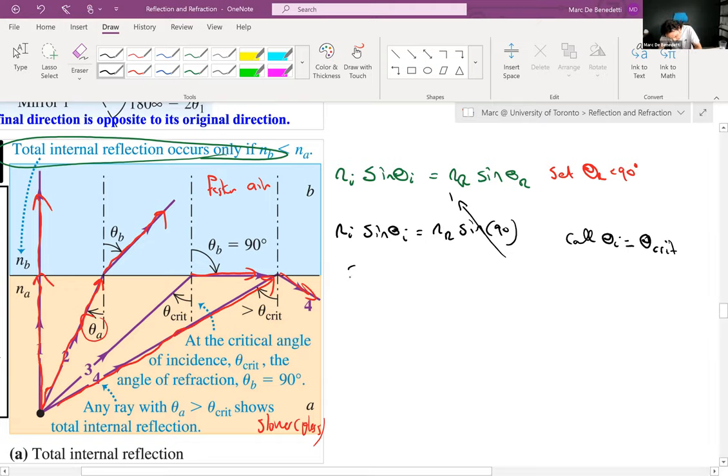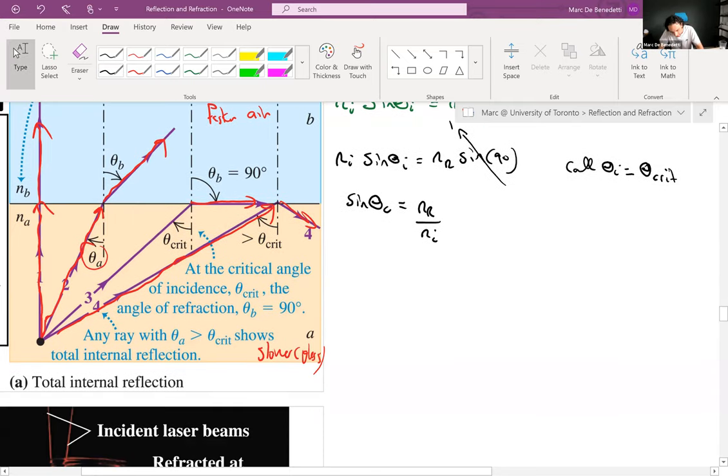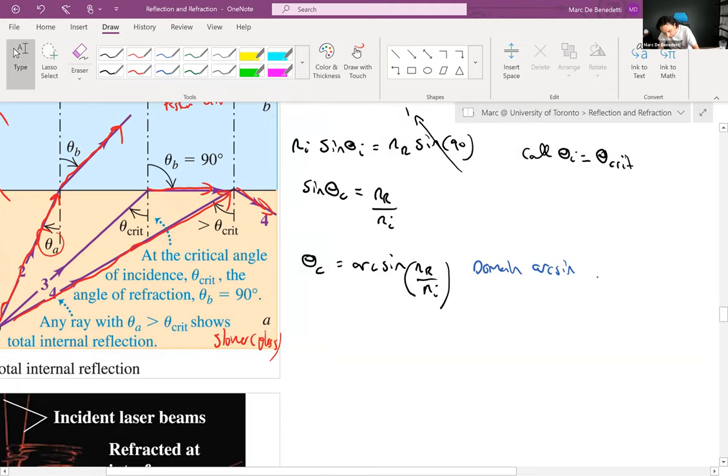So we're going to get sine theta critical equals Nr over Ni times sine of 90, which is 1. So frankly, it's quite simple to see that the critical angle is going to be given by the arcsine of Nr over Ni. Now, arcsine, if you recall, has a domain between minus 1 and 1. You can't have negative n values, so even though mathematically arcsine can take in negative values, that's not of consequence here.